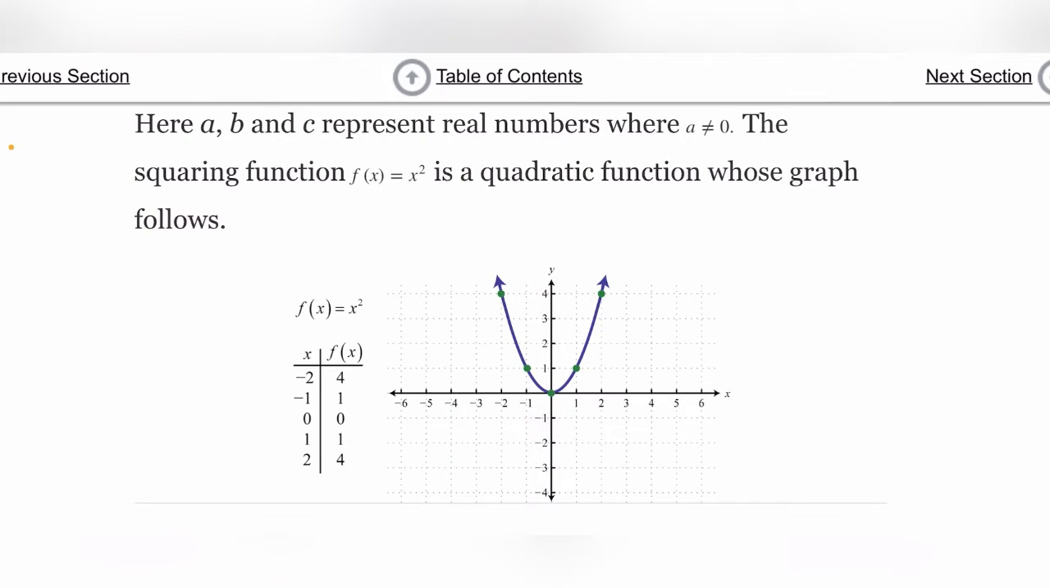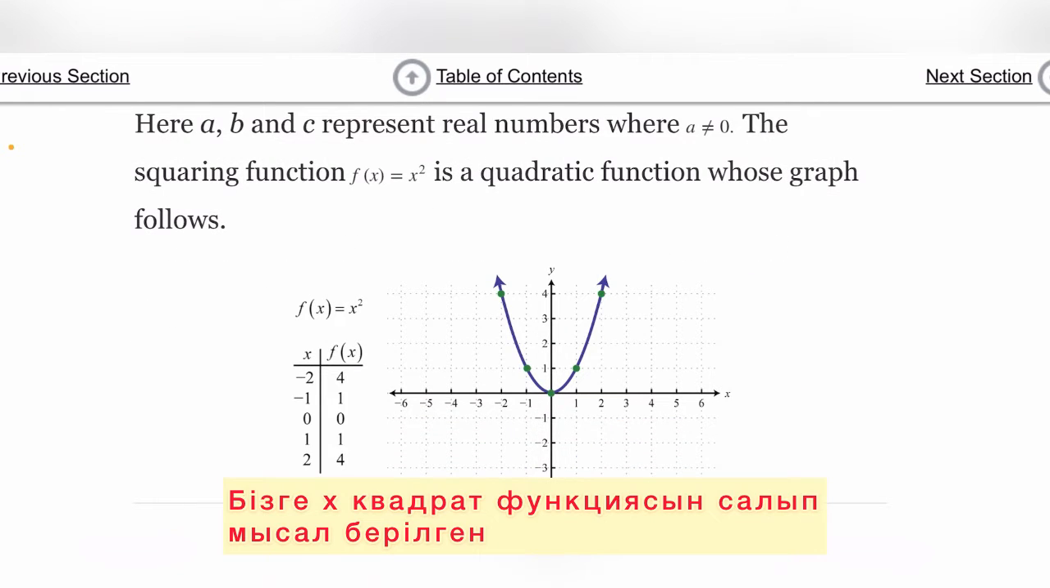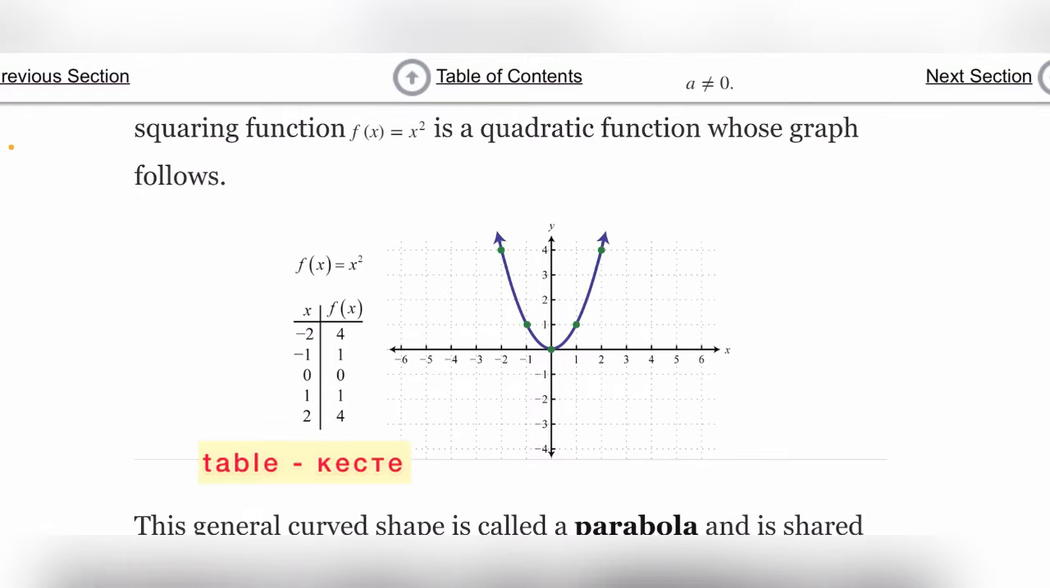Here we can see the graph of the squaring function f of x equals x squared and a table of values. They gave values for x and then substituted those values into the function, finding values of y, which is f of x, and plotting the graph.